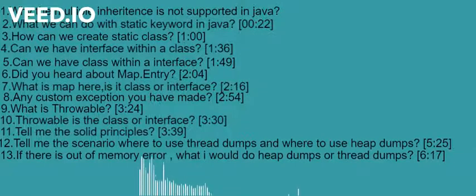So if there is an out of memory error, what would I take, heap dump or thread dump? Out of memory. I think out of memory can happen because of both, because there are issues with the memory heap, or there can be issues from the threads too. Okay. Yeah.